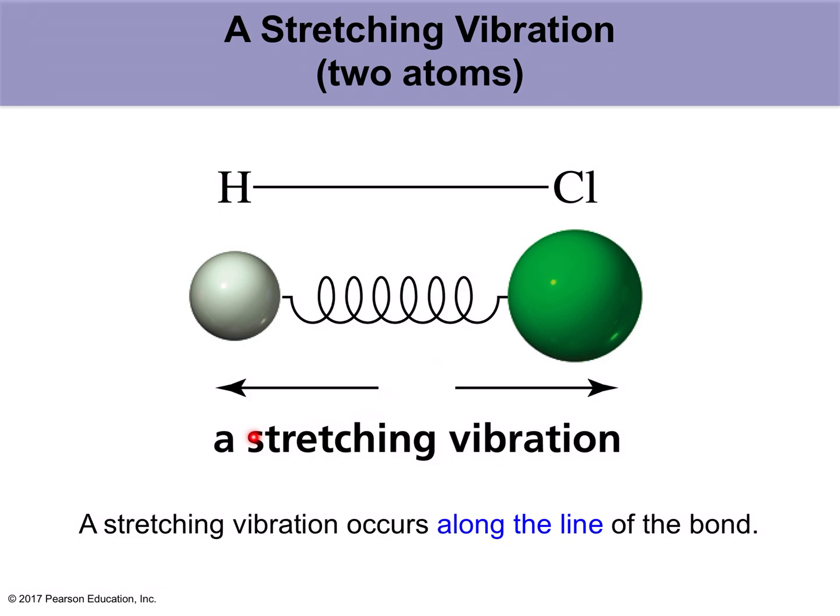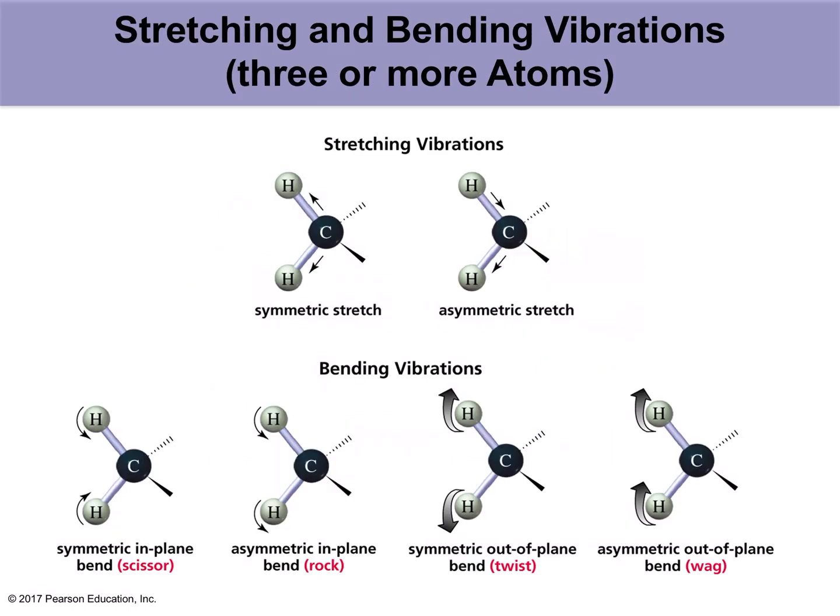So it can stretch. It can stretch to either side like that, to this side hydrogen and then chlorine to the other side. If it vibrates like that, we call that a stretching vibration. These bonds always vibrate, and this is a stretching vibration. A stretching vibration occurs along the line of the bond. Okay, along the line of the bond we can see a stretching vibration.